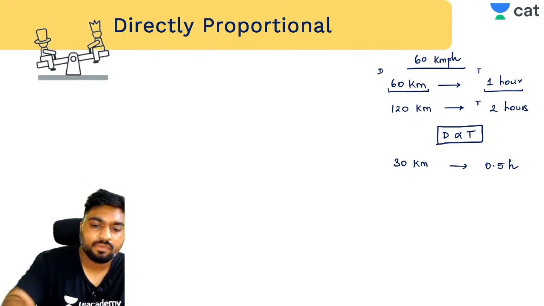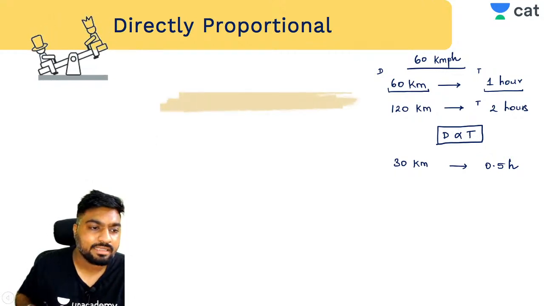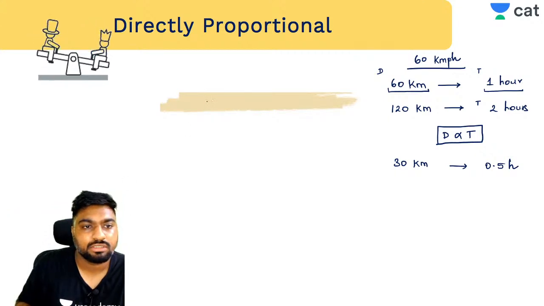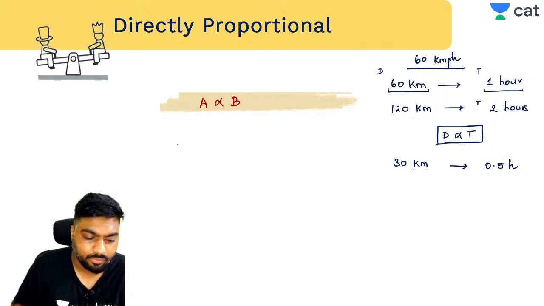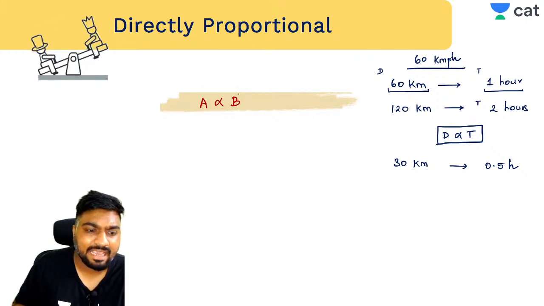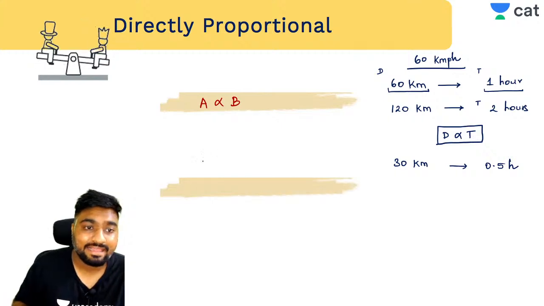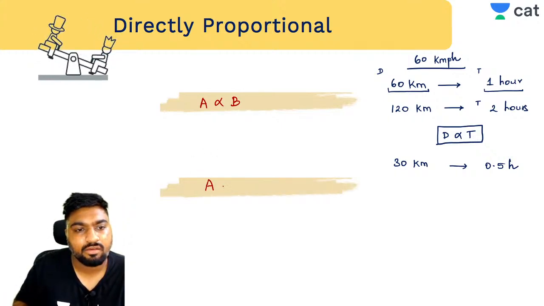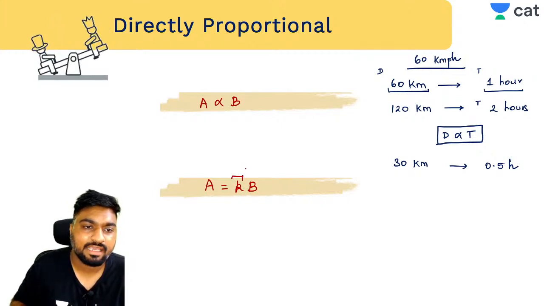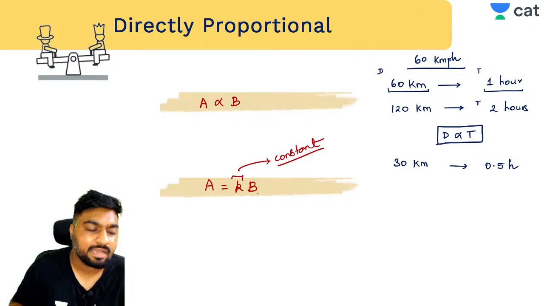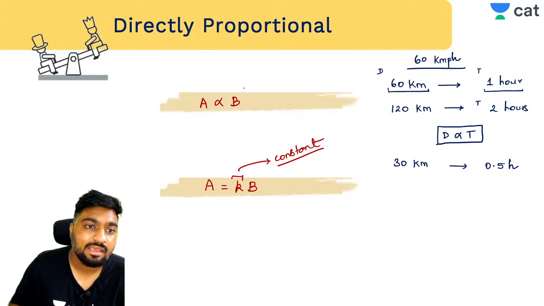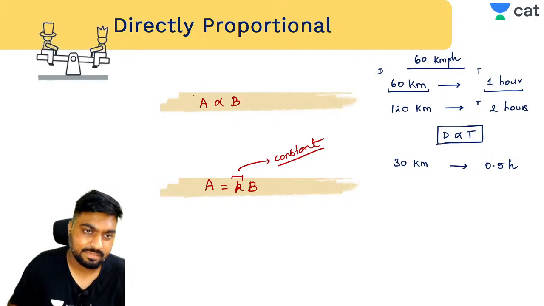Are you understanding? So when you have two quantities that are directly proportional, let's say A and B are directly proportional, then you have to remember that the value of A will be equal to K into B, where K is some kind of a constant, or you can say B is equal to A into K, some other constant.